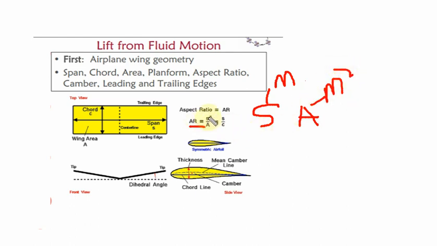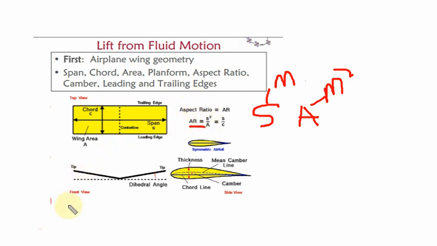So if I want to find out the aspect ratio, it is a ratio of S squared by A, or B by S, or S by C. S by C will be the aspect ratio for the particular wing section.